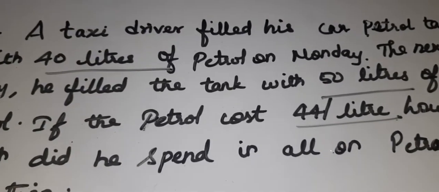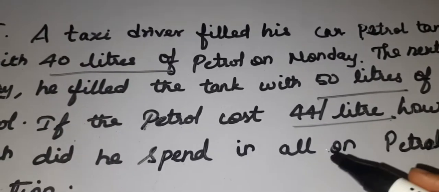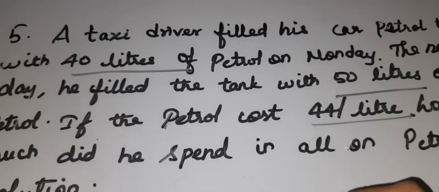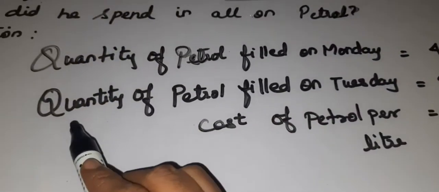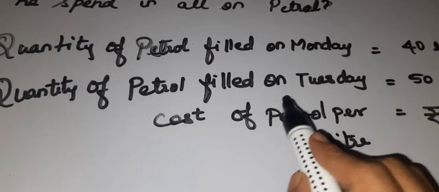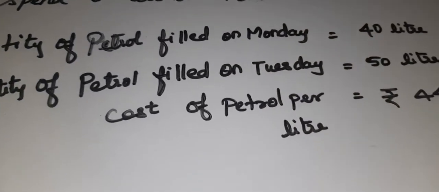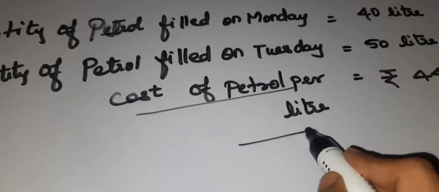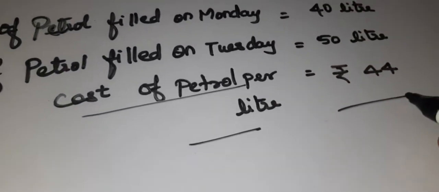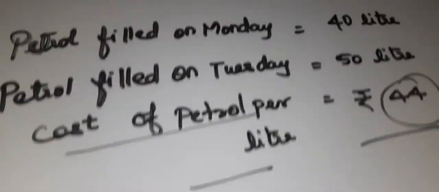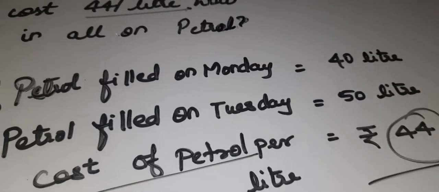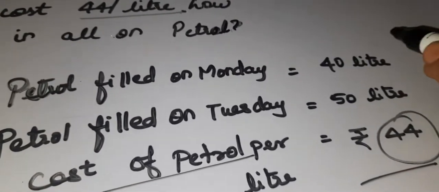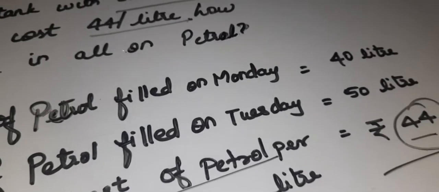So now what we are going to find out is how much amount he spent on filling the petrol for his car. The quantity of petrol filled on Monday is 40 liters. Quantity of petrol filled on Tuesday is 50 liters. We know that the cost of petrol per liter is rupees 44. So the cost of petrol is common for 2 days. Now we are going to implement these quantities into the suitable property.